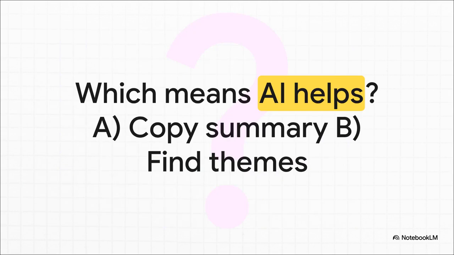Let's test this out with a real-world dilemma, just to see if you're actually thinking or just letting the machine fly on autopilot. Imagine you've got a super dense 40-page academic paper to read for a seminar tomorrow morning. Which of these approaches actually represents AI helping you think? Option A, you just copy a summary that the AI generated from the text. Or option B, you use AI to find themes within the text to help guide your own reading. I really want you to weigh these two. One of these represents you being actively involved in synthesizing information, and the other, well, it represents you completely checking out.